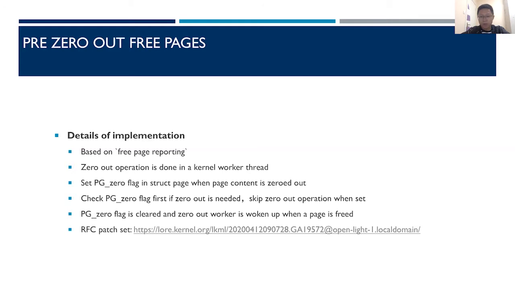Pre-zero-out free pages is based on free page reporting. Page zero-out operation is done in a worker thread. After a page is zeroed out, set the page zero flag in the corresponding page struct. When an allocated page needs to be zeroed out, check the page zero flag first. If it's set, the zero-out operation can be skipped. When pages are freed, the page zero flag is cleared and the zero-out worker will be woken up.